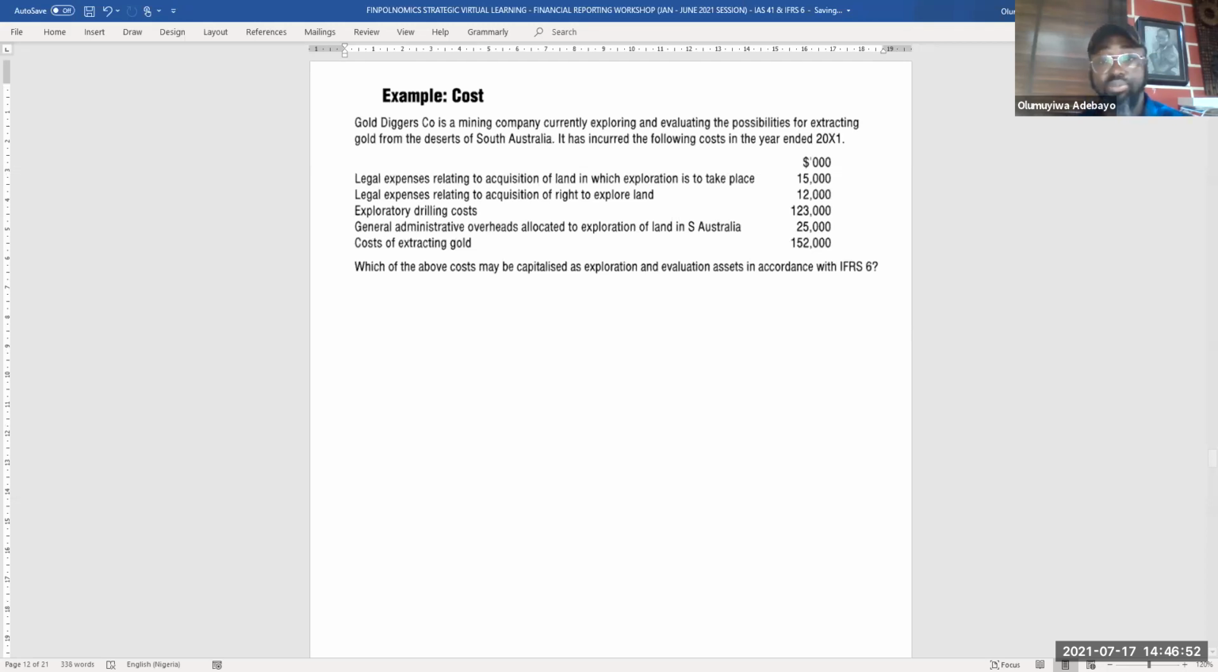Can somebody read the question? And let us try and provide a solution to it. Example, cost.